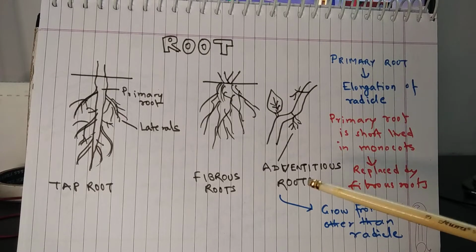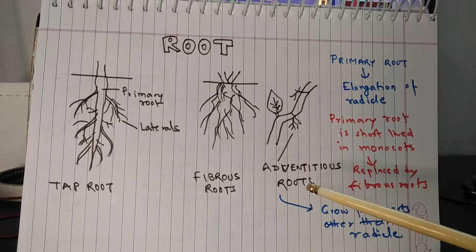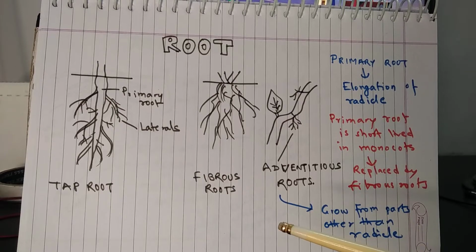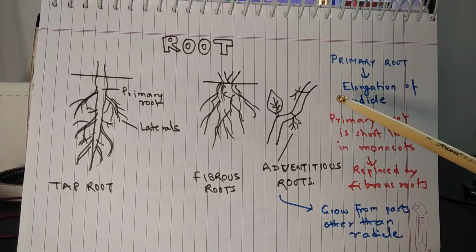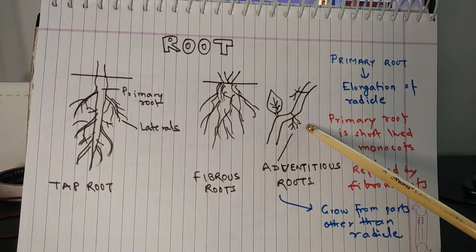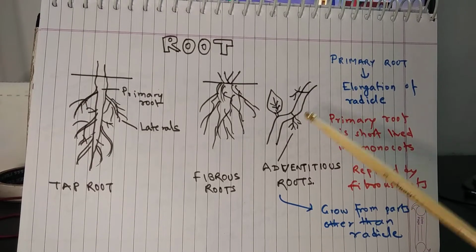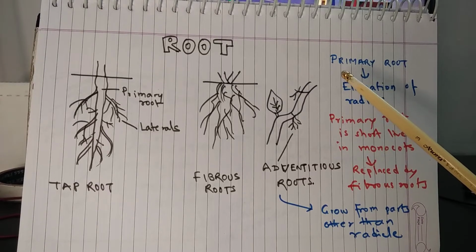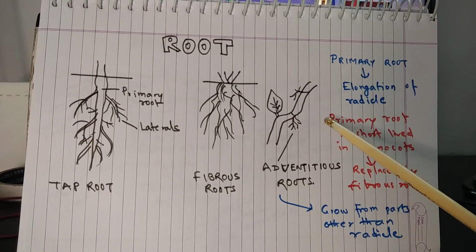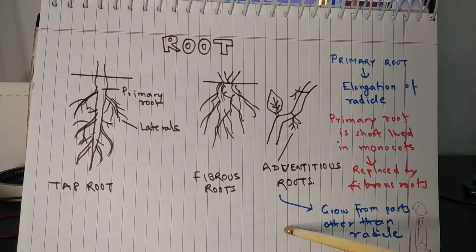There is a third type that is called adventitious root. When a root grows from parts other than the radicle, they are called adventitious roots. So they can grow from the nodes of a stem, they can grow from the margins of leaves as in case of bryophyllum, and these serve many purposes like support or vegetative propagation. They also provide anchorage to different parts of plants.